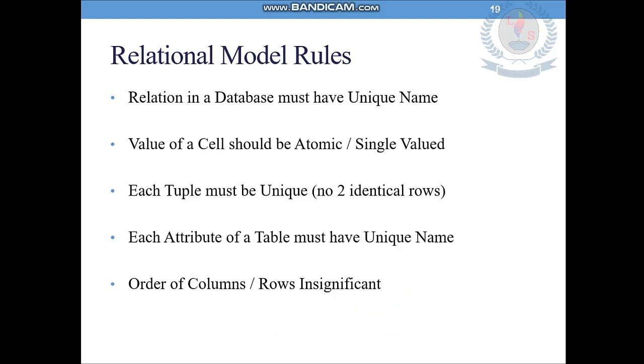Then the next one is each tuple must be unique. That means no two identical rows. The same row, the same record, we can't repeat again and again. Each attribute of a table must have a unique name. The table name should be a unique name. The last rule is that the order of columns or rows is insignificant. That means there's no order for columns, there's no order for rows.